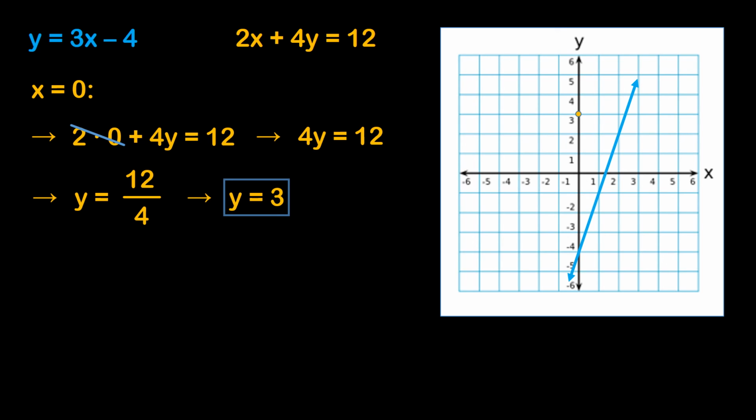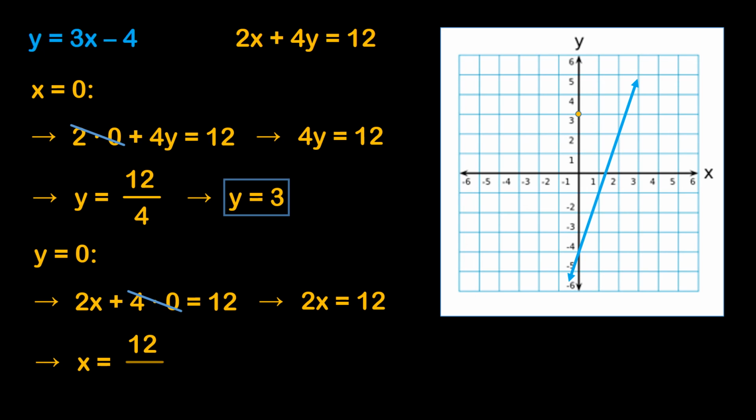Same idea, we plug in y is equal to 0. We get 2 times x plus 4 times 0 is 12. 4 times 0 is 0, so that just cancels out. That gives us 2x is equal to 12. We divide both sides by 2 to get x is equal to 12 over 2, which is 6. So x is equal to 6. That tells us that the x-intercept is 6, and we can plot that point. And then we can connect those two points.